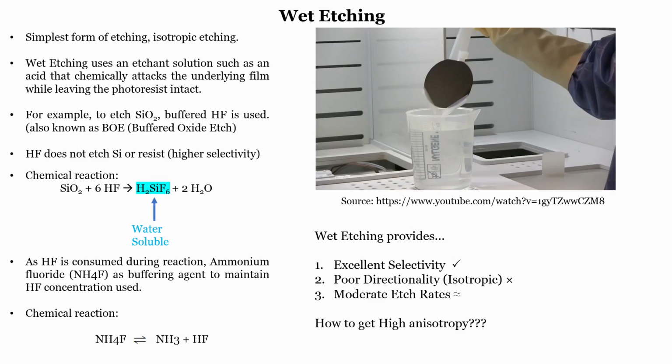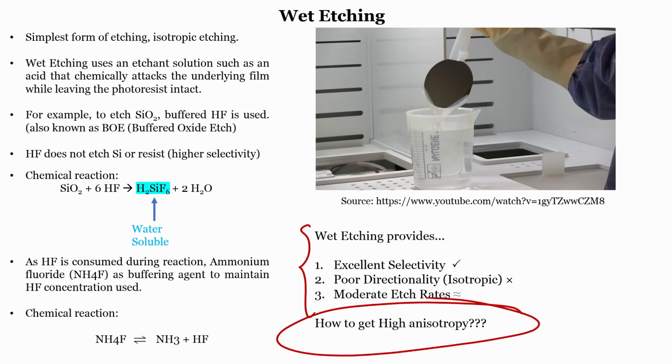You can see this particular video. Let us first see this. Wet etching provides excellent selectivity, poor directionality, that is, it is isotropic, and moderate etch rates. So the question in front of us is how we can get higher anisotropy, because there is a limitation of wet etching, and that is that it is isotropic. If I want to go for higher anisotropic etching, what can be the next step? Let us first see the isotropic etching in this video, and then we will go to the next slide.